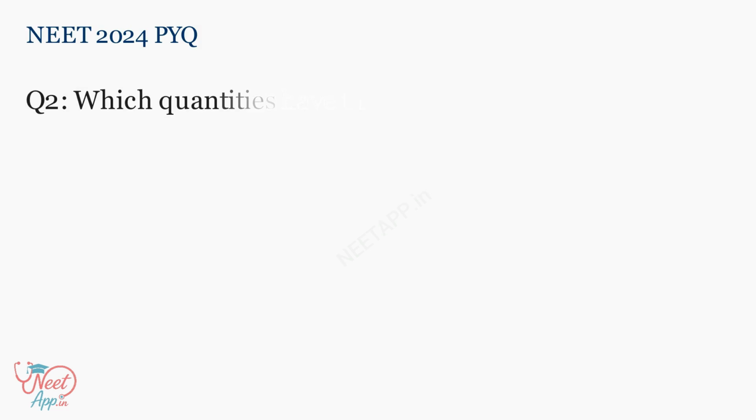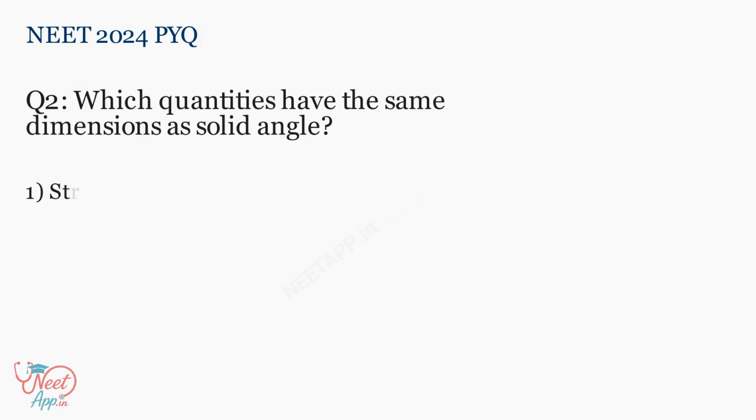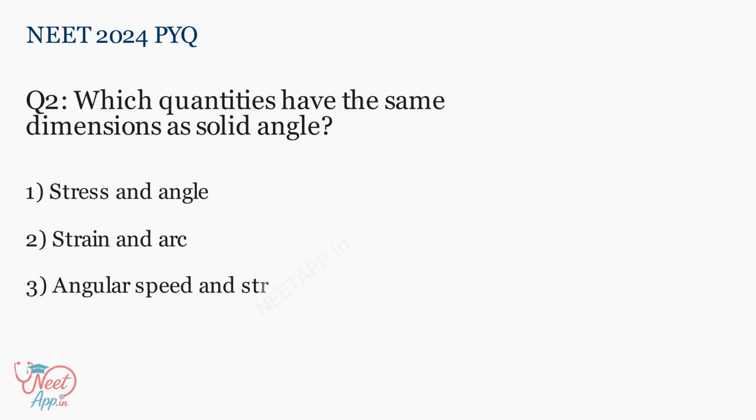Moving on to question 2. This is a recent direct hit from the NTA in NEET 2024. The question asks, the quantities which have the same dimensions as those of solid angle are: option 1, stress and angle; option 2, strain and arc; option 3, angular speed and stress; option 4, strain and angle.